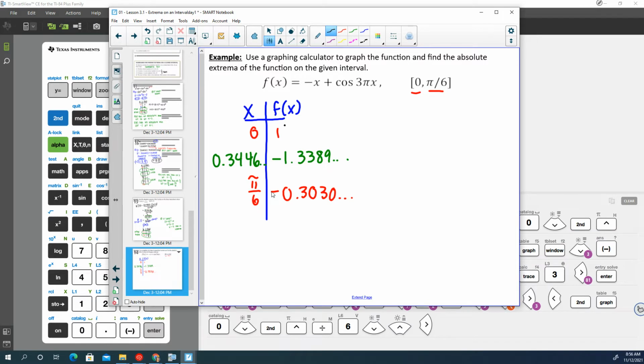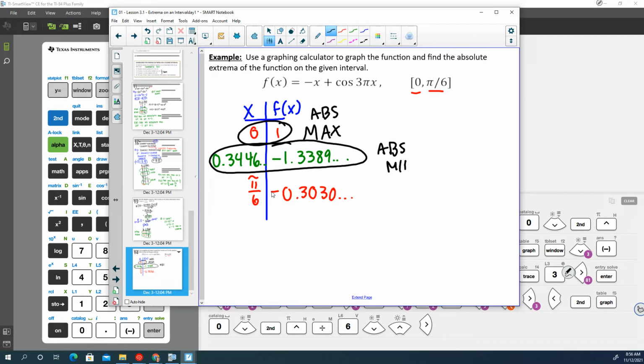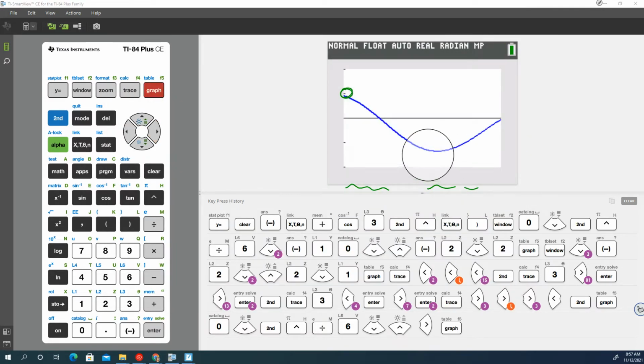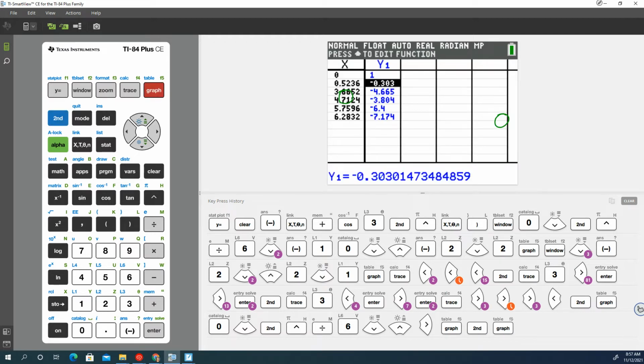Okay, so obviously I have my max here. My absolute max. And my absolute min here. So when you're doing the endpoint ones, if you can't tell exactly what it is, so I used that trace button to get to here, but like that pi over 6 one, if you can't tell exactly what it is, then go to your table and type in the endpoints and get the exact values. Okay.